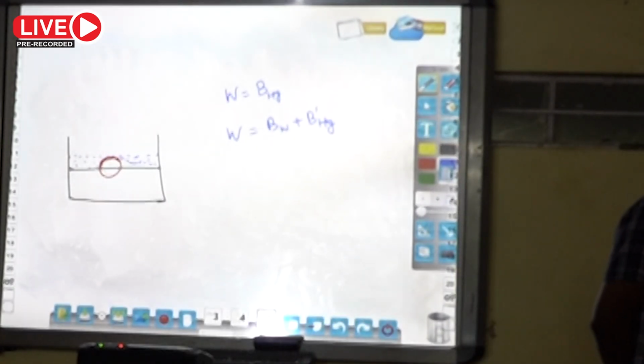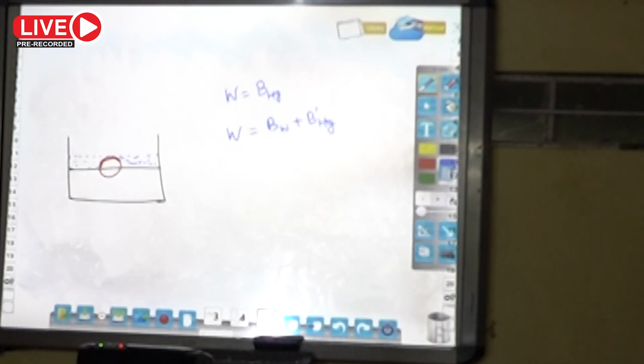The buoyant force of water plus the buoyant force of mercury are acting on the sphere. Both will balance the weight of the sphere. Two liquids are now giving buoyant force, because some portion is immersed in mercury and some portion is immersed in water. So both will give the buoyant force, and buoyant force is always upward.